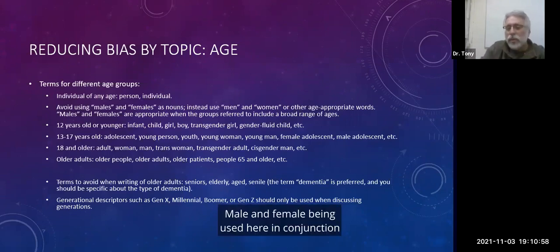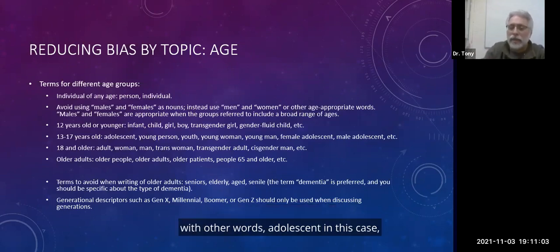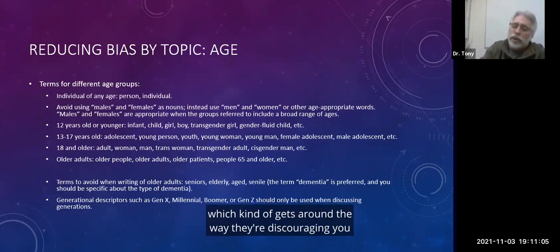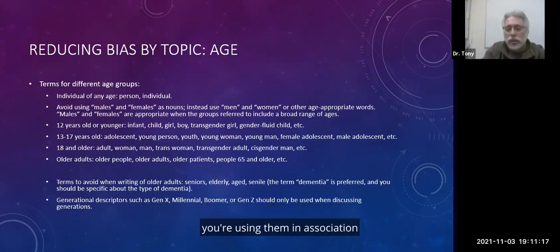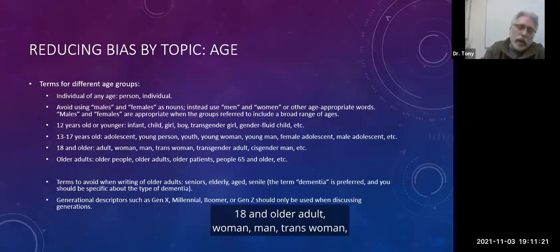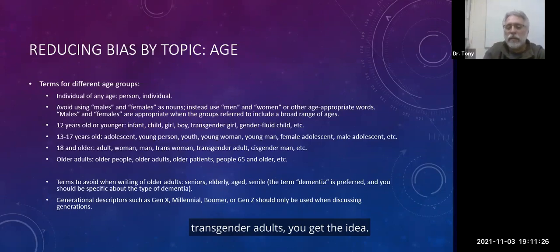Male and female being used here in conjunction with other words, adolescent in this case, kind of gets around the way they're discouraging you to use males and females individually like that. It's okay here because you're not using them individually, you're using them in association with things like adolescent. 18 and older: adult, woman, man, trans woman, transgender adults, you get the idea.